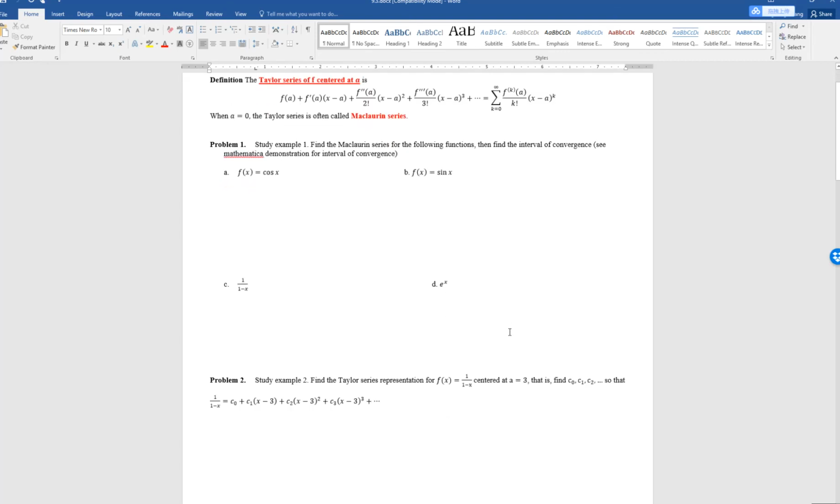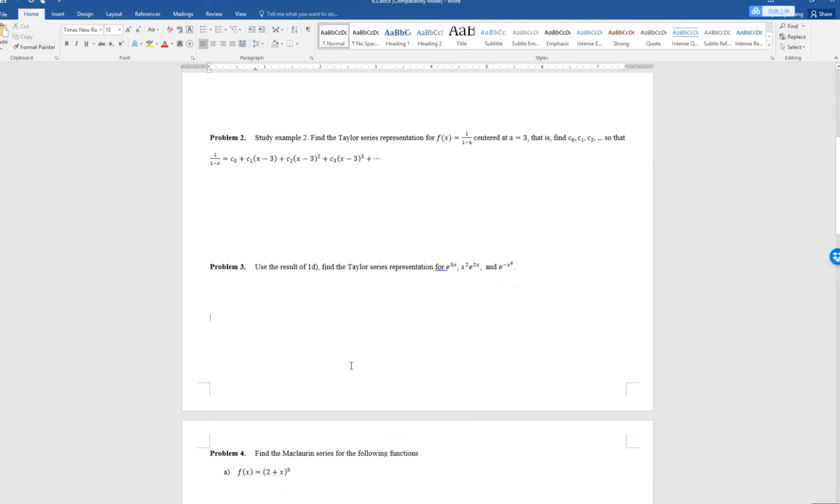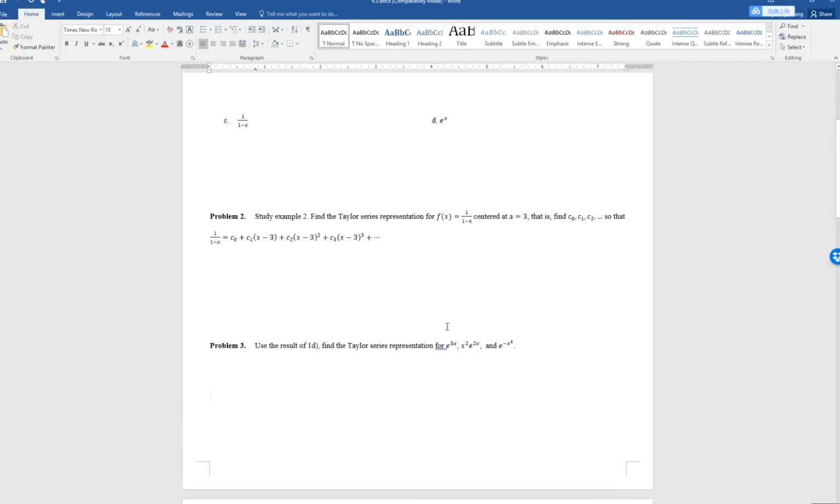Now let's continue to problem 3. Problem 3, you want to find the Taylor series for those functions. One thing that you can do is to take advantage of existing Taylor series that you know. In this case, this is the one that we are going to take advantage of.